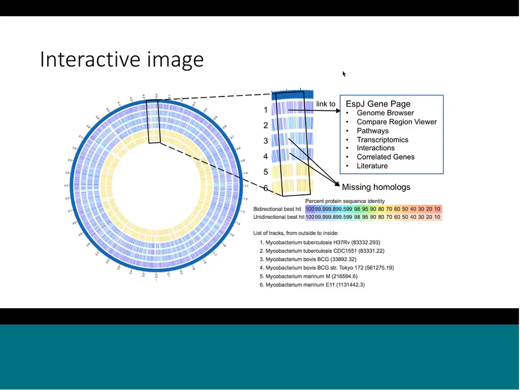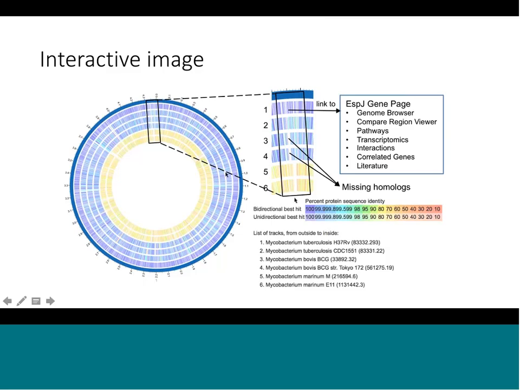So I talked to you a little bit about the interactive image that we provide in PATRIC. Generally, you have the circular view. I'm mousing over it so you can see it here. And what the circular view includes is the list of genomes that you can see here, which goes from the outside to the inside.